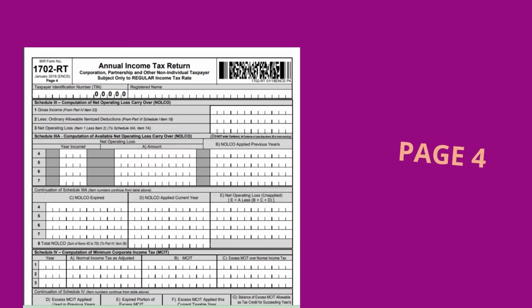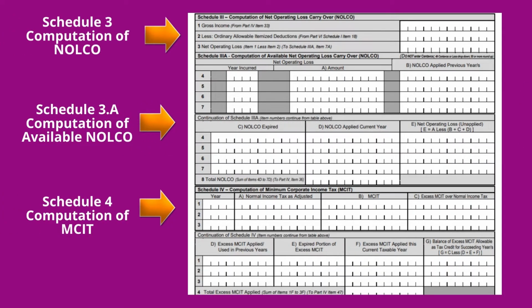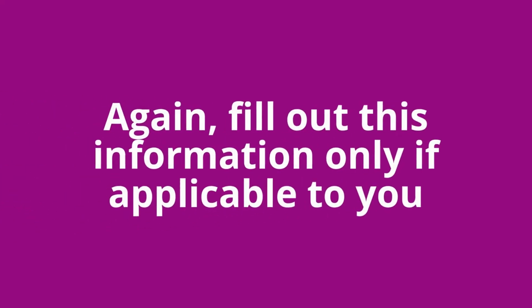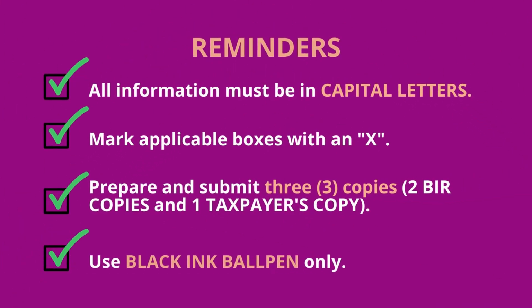Page 4 of the return includes Schedule 3, computation of net operating loss carryover or NOLCO, Schedule 3A, computation of available net operating loss carryover or NOLCO, then Schedule 4, computation of minimum corporate income tax or MCIT, and Schedule 5, reconciliation of net income per books against taxable income. You just have to fill up this information if applicable sa inyo. So now, let's proceed to filling up our BIR Form 1702RT.